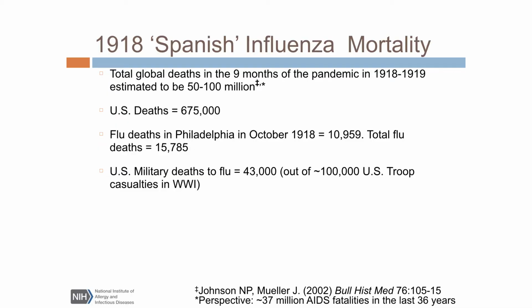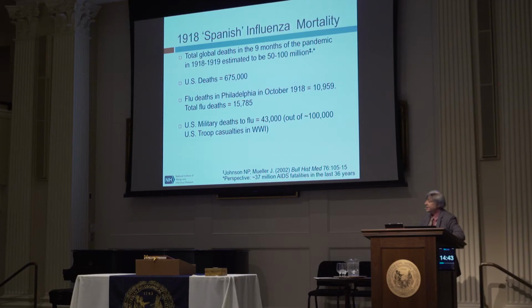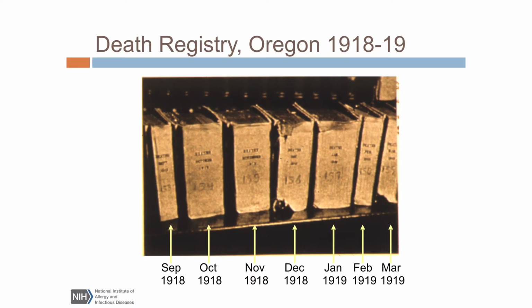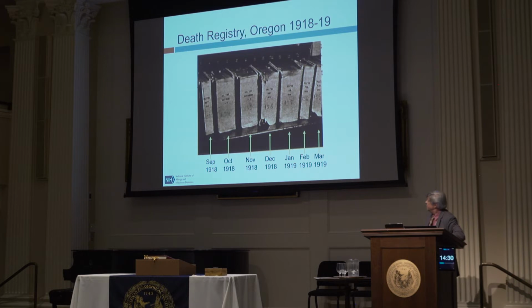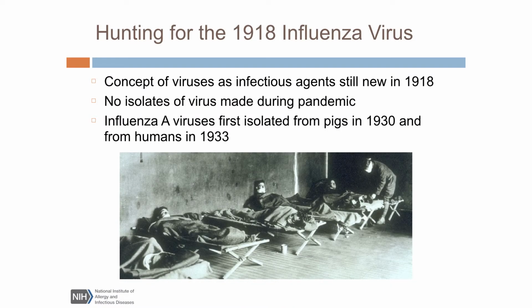Since we're in Philadelphia, I mentioned that in the outbreak in Philadelphia, 16,000 people died, 11,000 just in the month of October. That's a pretty stunning thing to think about. A very poignant way to look at that are death records from the state of Oregon, bound one page for each death by month, and you can just see when the pandemic emerged in the fall of 1918 and when it goes away in the early months of 1919.